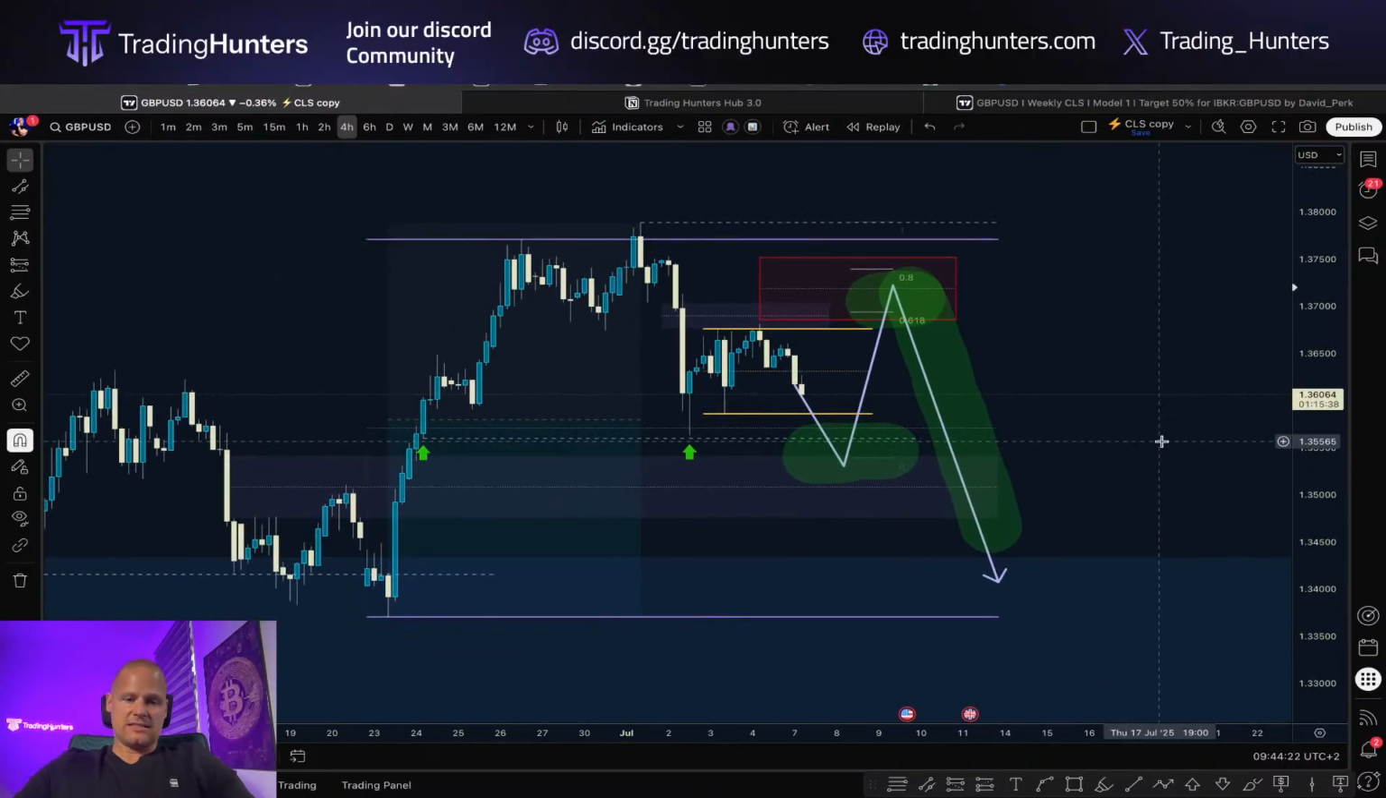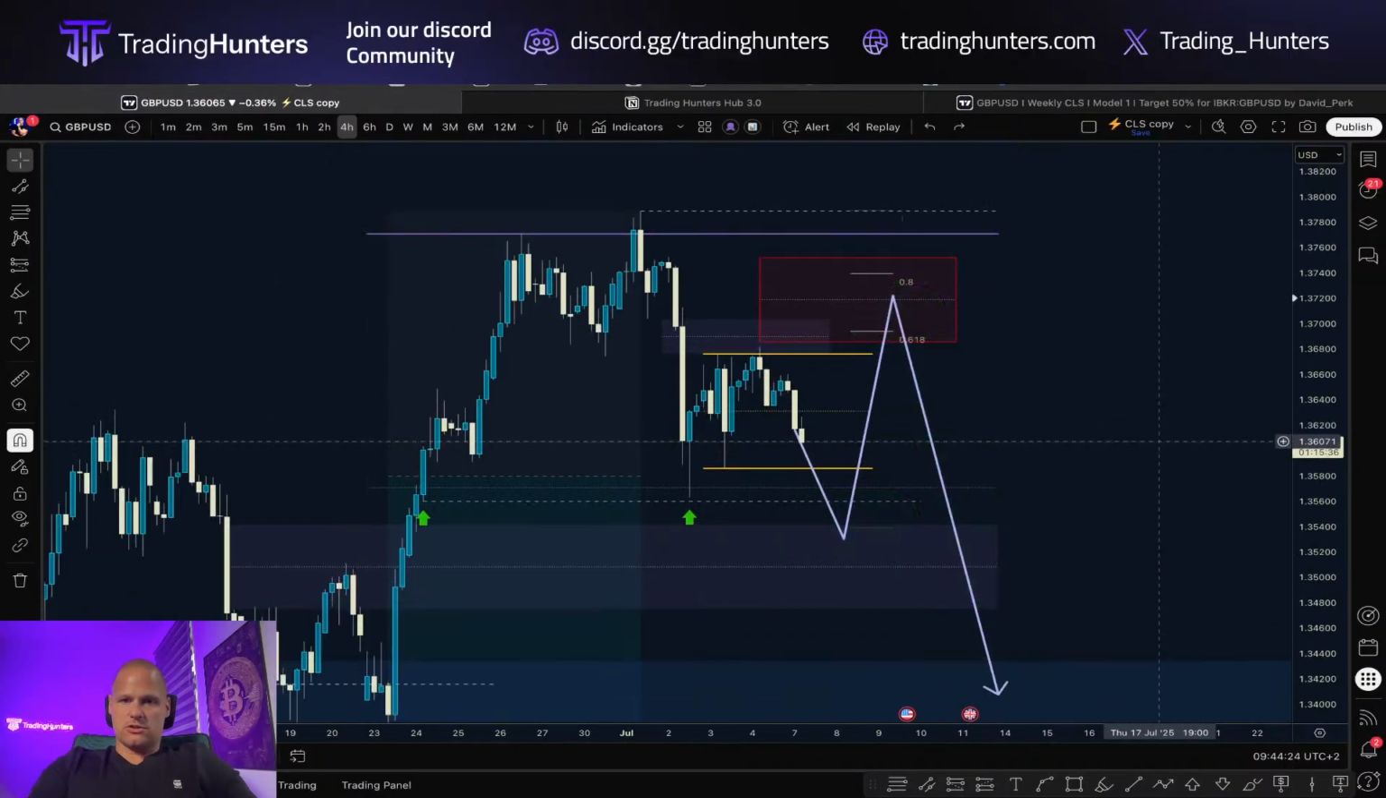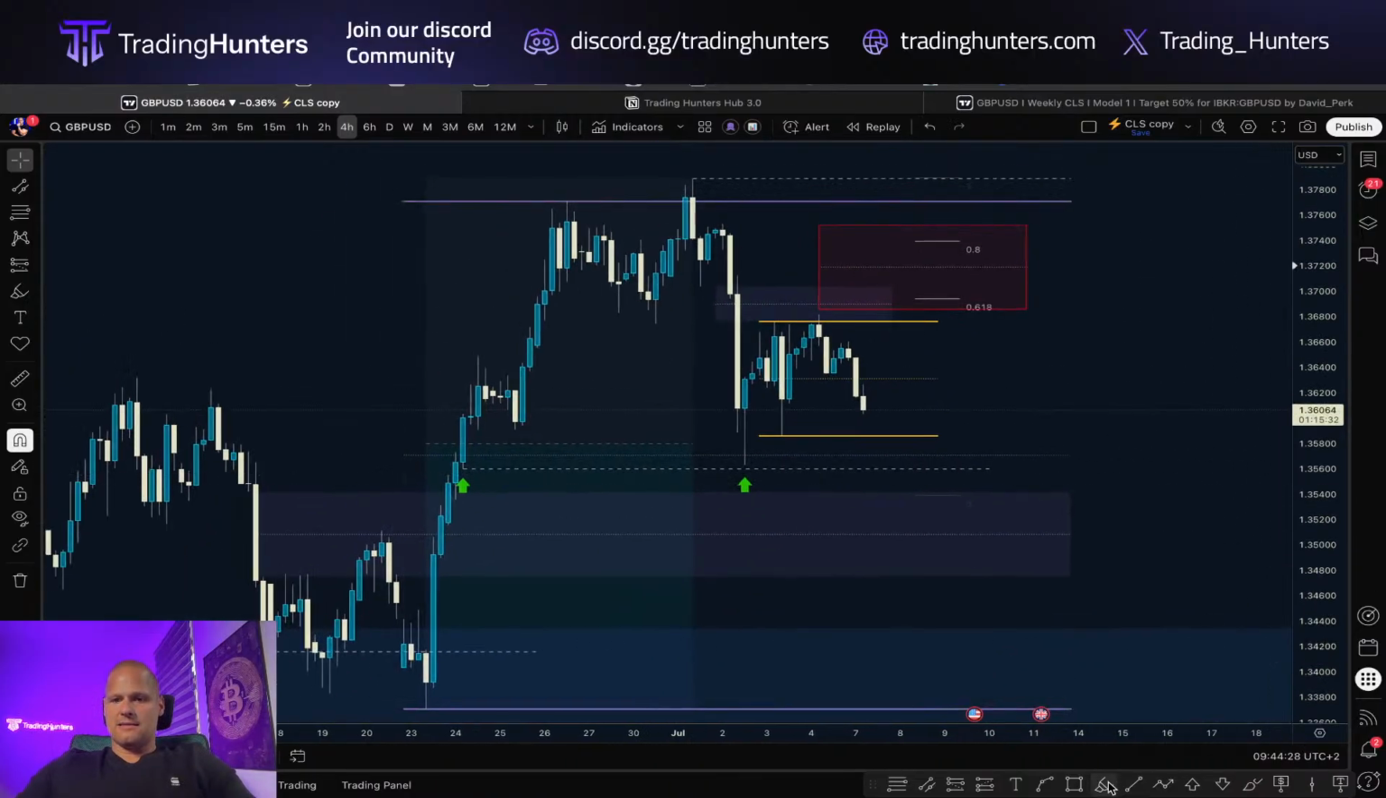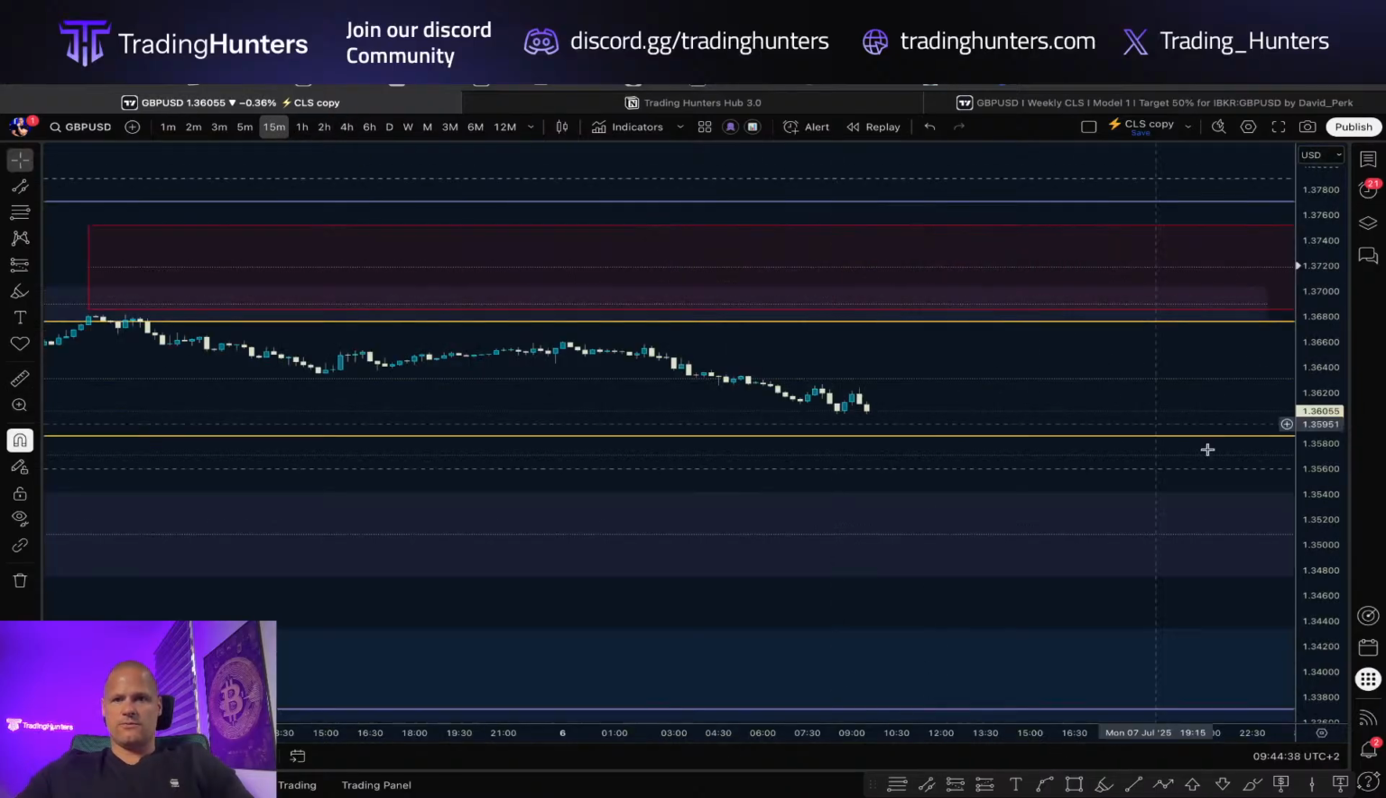The question is what the dollar will be doing. So for now, I think that these two lows are in play. Price going lower is still offering some nice move, like 60 pips. So let's go 15 minutes.